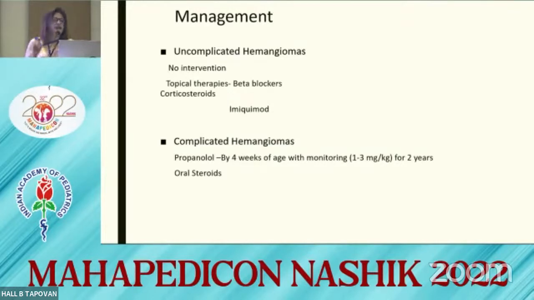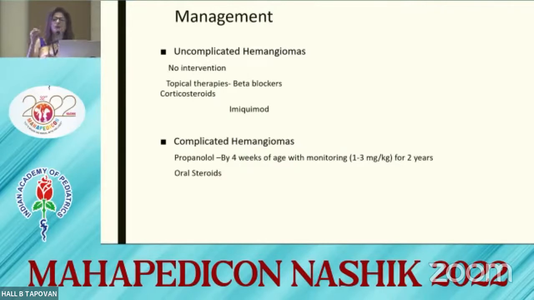You should start it early. You can actually start it by 4 weeks of age, because it works best when you have a rapidly growing hemangioma, which is in the first year of life. The dose is 1 to 3 milligrams per kg. You need to give it for 18 months to 2 years. You need to monitor for hypoglycemia.